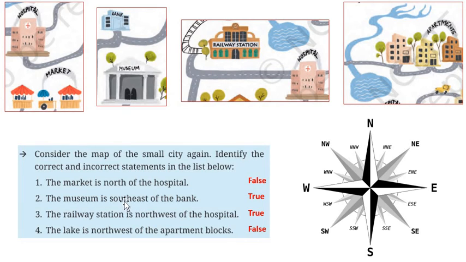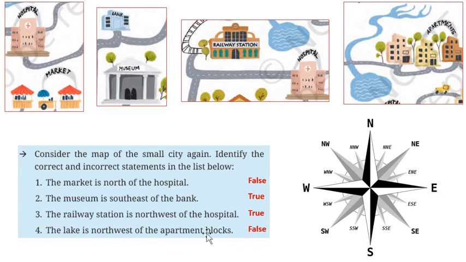Next is museum. The museum, you see, is in the southeast. See, this is roughly in this direction from here. So it is in the southeast. So it is true. The first one is false. The railway station is northwest to the hospital. This is the railway, this is the hospital. So it is in this direction, and that direction is NW, northwest.